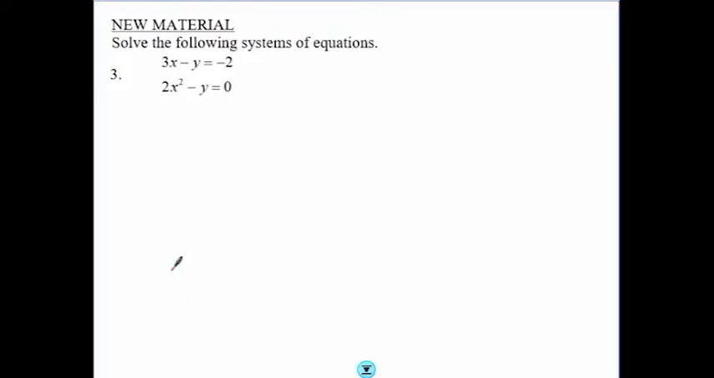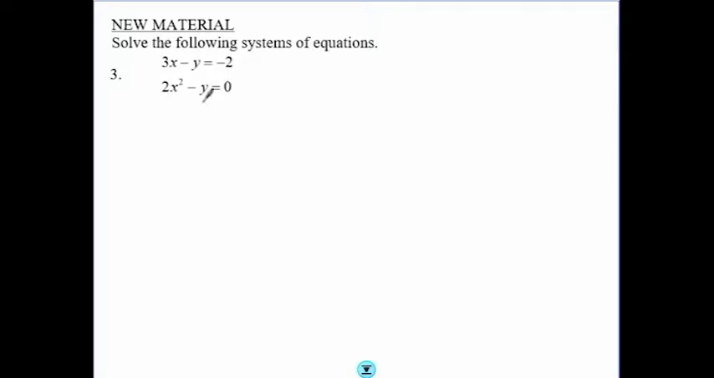I want to solve this system of equations. I have 3x minus y equals negative 2 and 2x squared minus y equals 0. The first equation is a line, the second equation is a parabola. You can solve this by either substitution or elimination. I choose to do elimination for this problem.